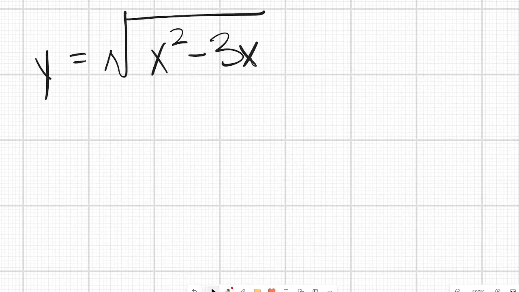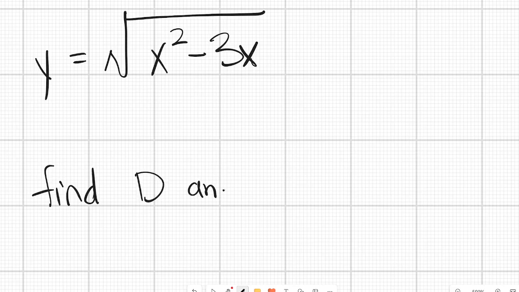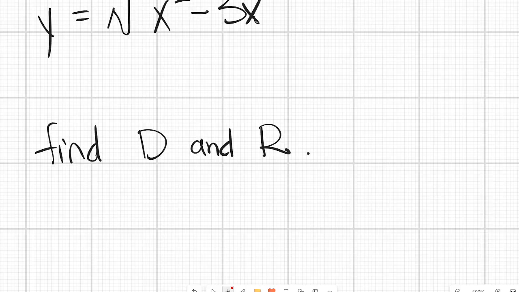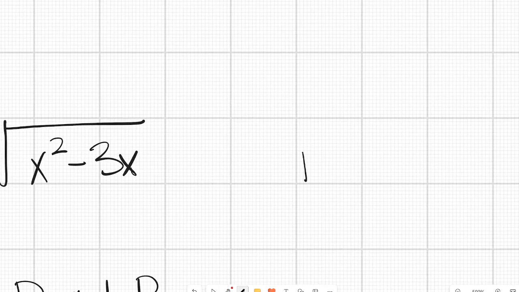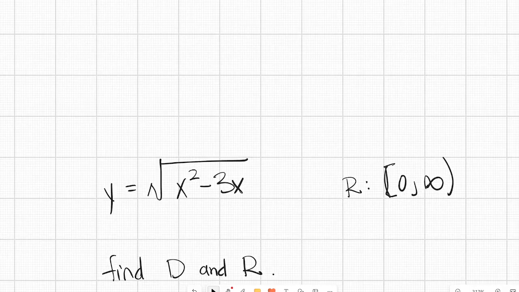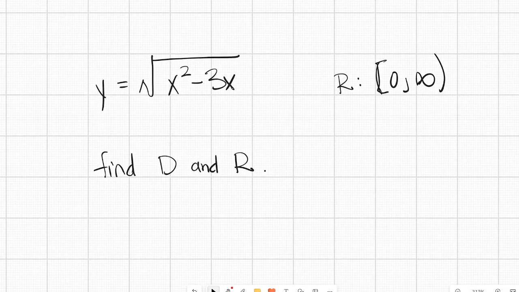So what we're going to do is find the domain and range. Now, we know about square root functions. We know that the range is always, we'll get that out of the way right now, for square root functions, the range is always going to be 0 to positive infinity, including 0. The domain is the hard part here.